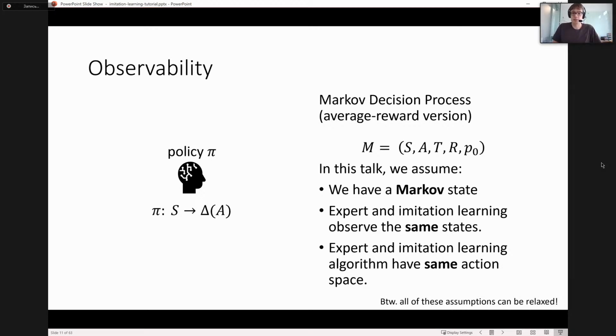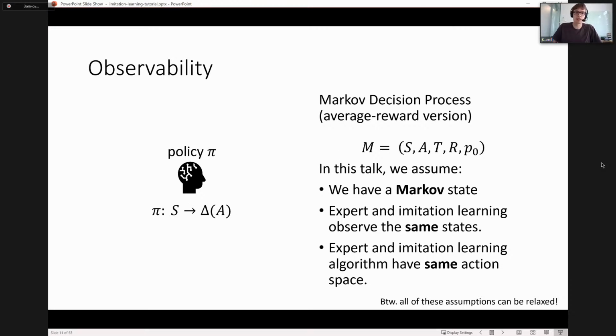Moreover, we're making two assumptions. The state space and the action space are the same between the expert and the imitation learner. It is not the only setting in which you can consider imitation learning. In fact, all these assumptions can be relaxed. But for the sake of simplicity, this is the setting which I think encapsulates the essential complexity of the problem while still being tractable. And that's why I feel it's useful to address in this talk. So, just to recap, both the expert and the imitation learner have a policy, which is a mapping from the set of states to probability distributions over actions.